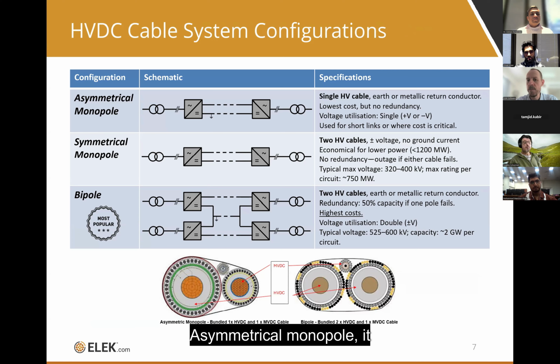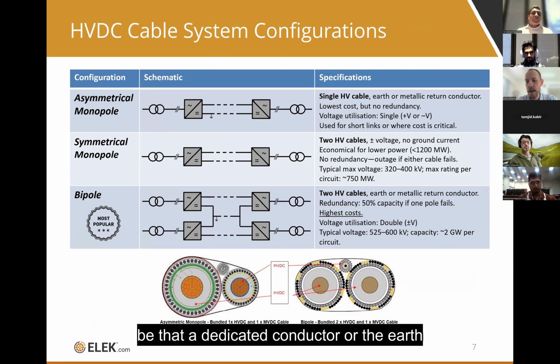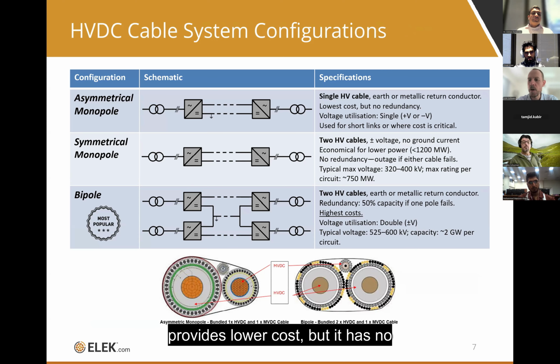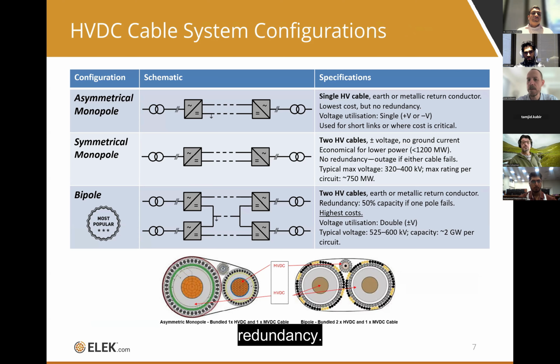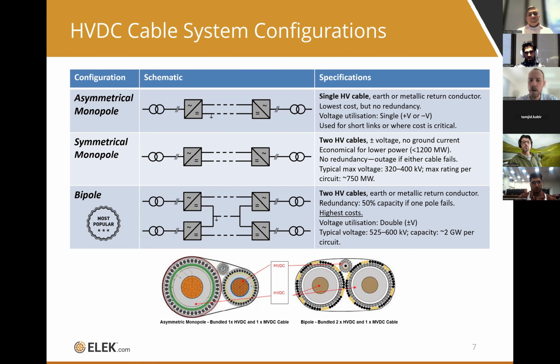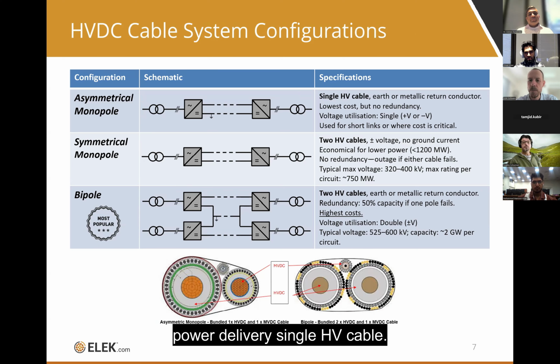Asymmetrical monopole involves a single HV cable and a single earth or metallic return conductor, be that a dedicated conductor or the earth itself. It provides lower cost, but it has no redundancy. The voltage utilization is either a positive voltage or a negative voltage for the power delivery single HV cable. And it's typically used for short length or where cost is critical or a limiting factor.